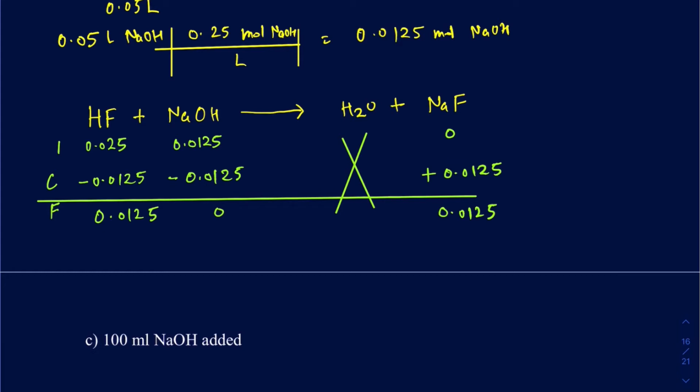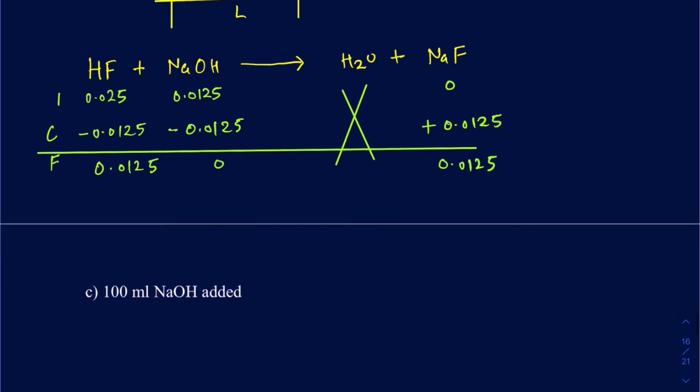Another way of saying it is we have reached a point where you have neutralized half of the acid using this base. When you have neutralized half of the acid, in other words when the moles of HF, your acid, are equal to the moles of your conjugate base, you are at the half equivalence point. So it's extremely important to be able to identify that you are at the half equivalence point. And remember, at the half equivalence point, your pH is going to be equal to the pKa.